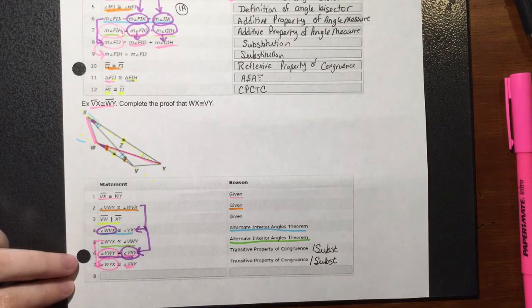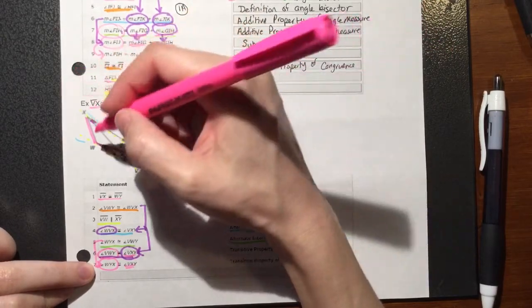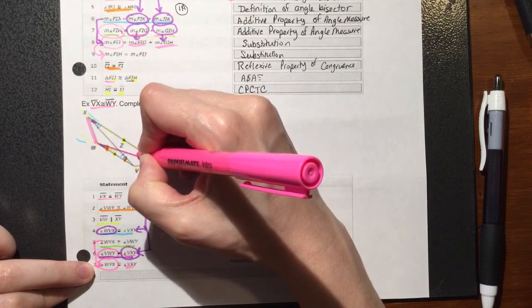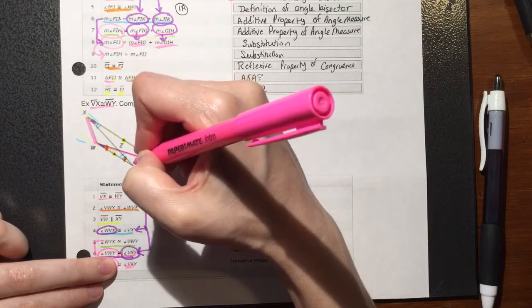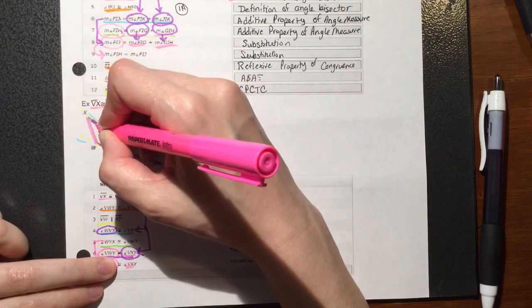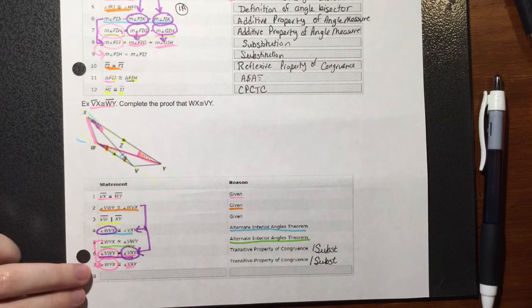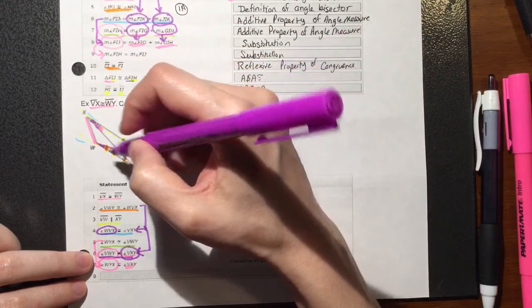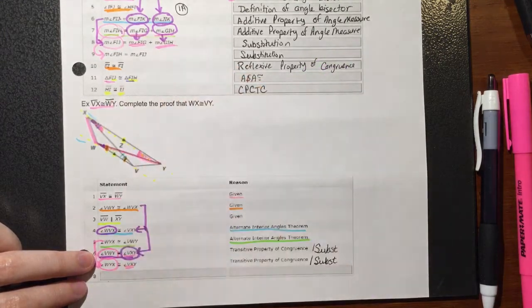So now we're looking for where those triangles are, and I forgot to mark these. So WYX, so this angle right here is going to be congruent to VXY, that triangle right there. And then looking at this one, VWY is going to be congruent to VXY.